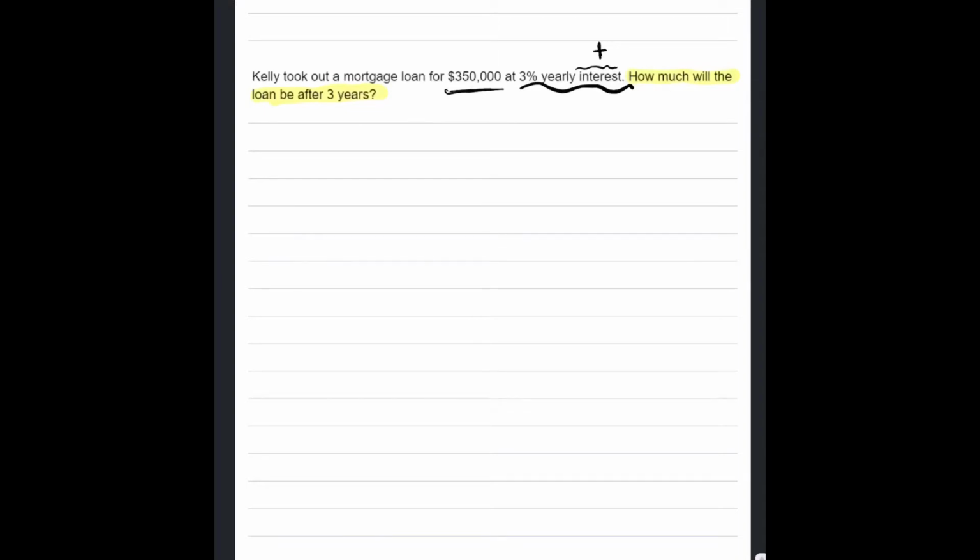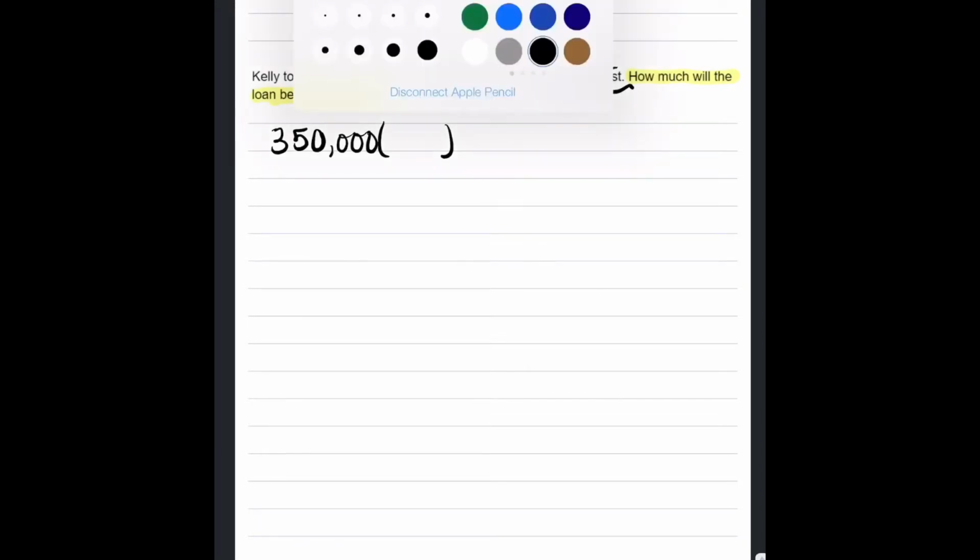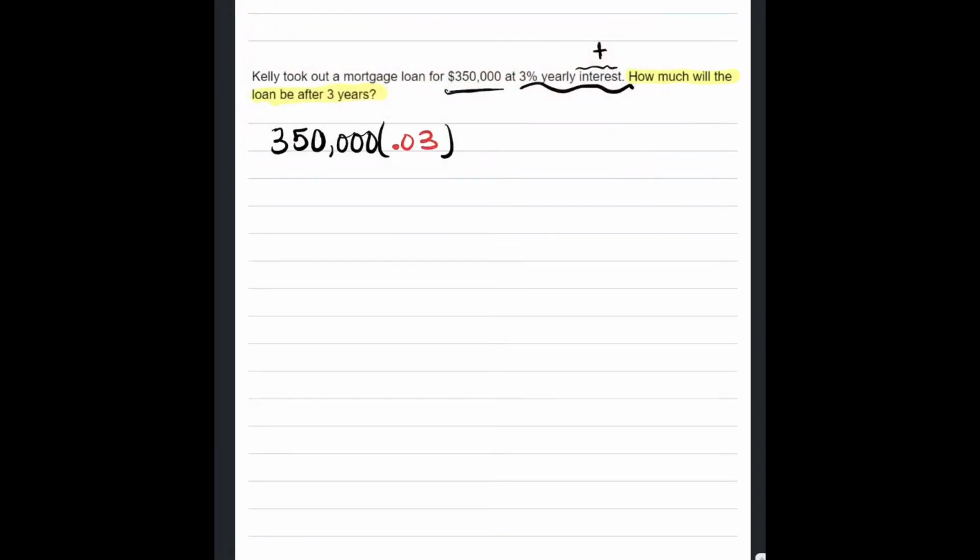There's actually a couple different ways we can solve this. I'm going to show you two. One way would be to take that $350,000 and multiply it times that 3% interest. So remember, 3% in decimal form is 0.03. Go ahead and multiply these together.